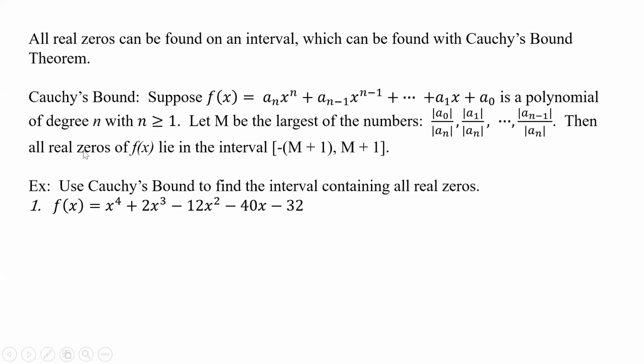And then all real zeros for this polynomial are going to lie in an interval from minus m plus 1 to m plus 1. Okay, and so this is just going to tell us where they are going to lie.